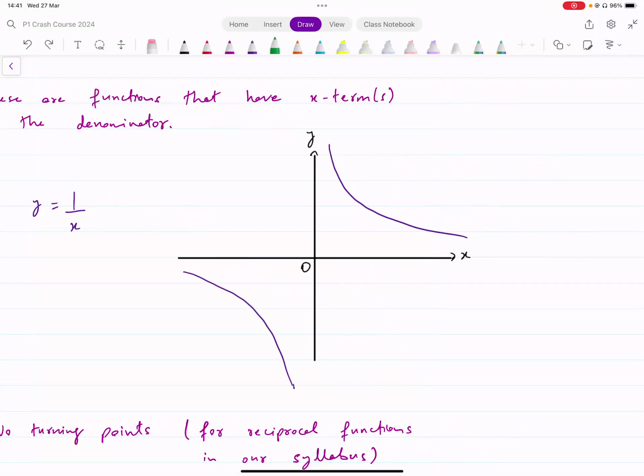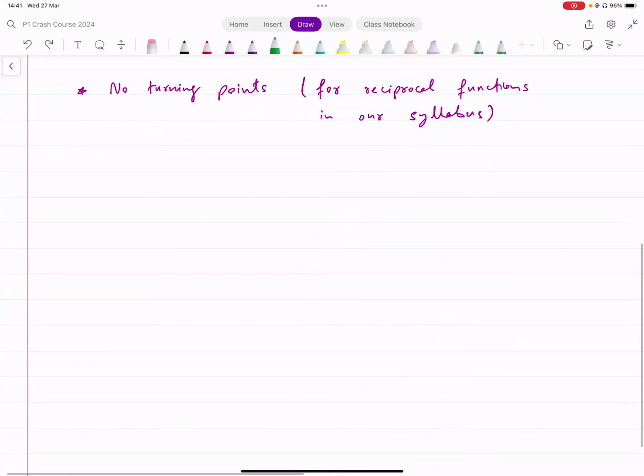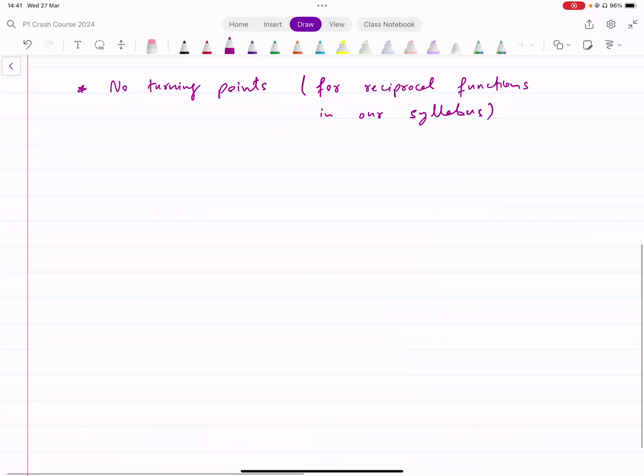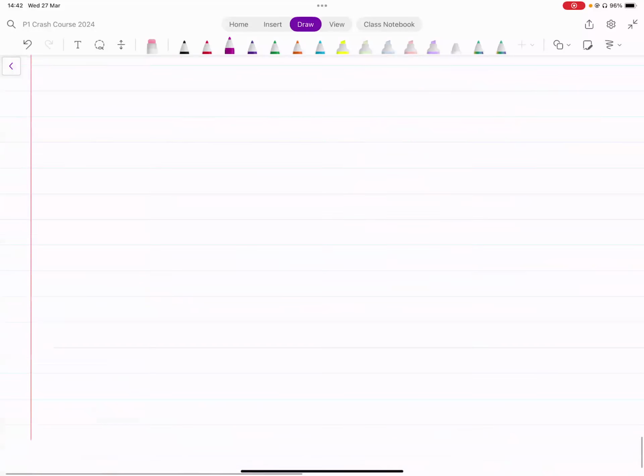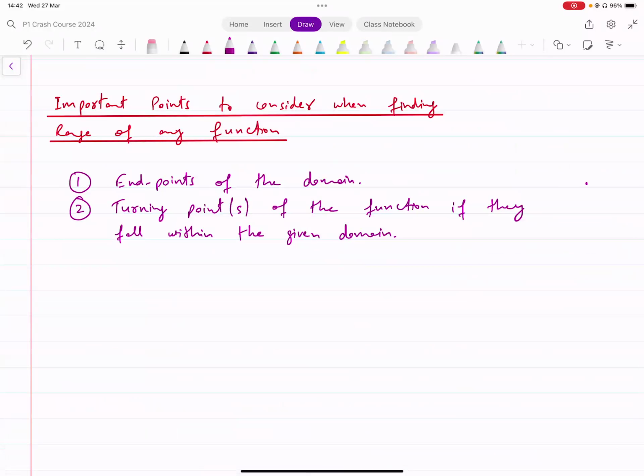And that's going to be the case for every reciprocal function for which we have to find the range. So you need to remember this. Now, once you know that, remember the two types of points that we said you need to check to find the range of a function. First type was endpoints of the domain, and the second type was turning points of the function. Now, if there are no turning points, that means we only need to consider the endpoints of the domain. That's all that we've got to consider.